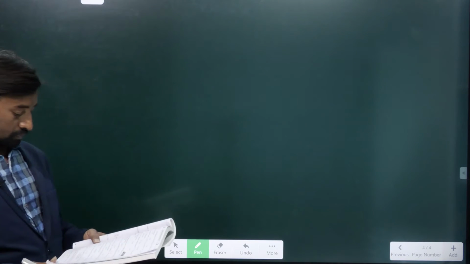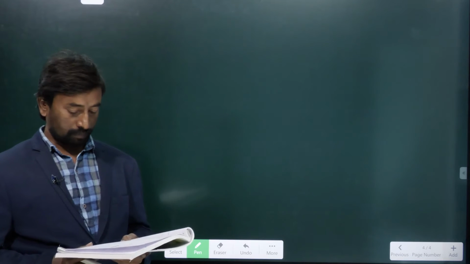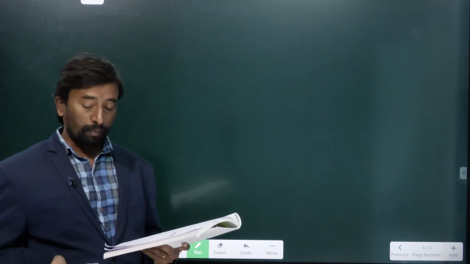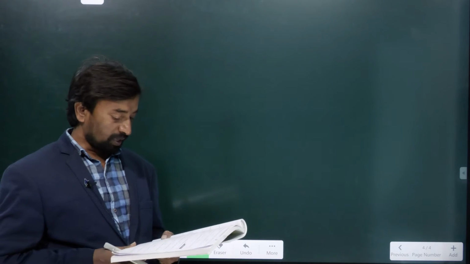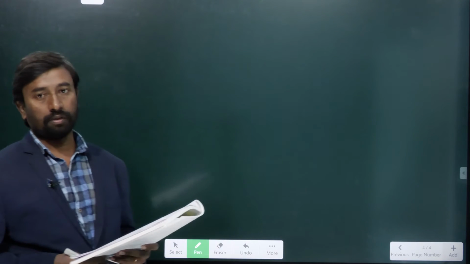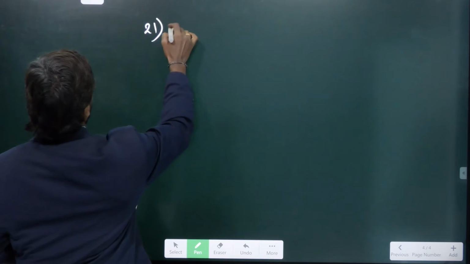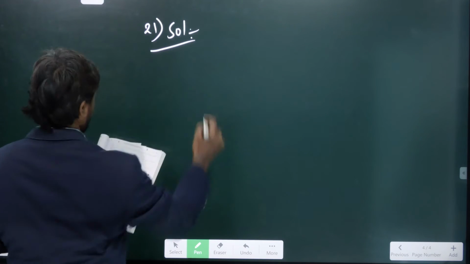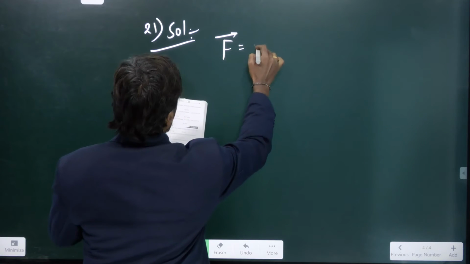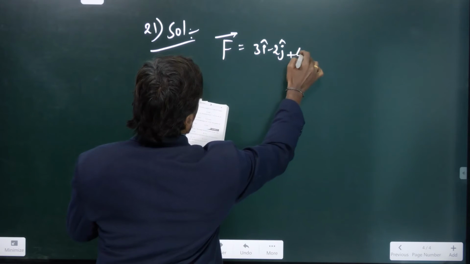Next question. A force F bar is equal to 3 i cap minus 2 j cap plus 4 k cap displaces a body from a point A (8, minus 2, minus 3) to the point B (minus 2, 0, 6). The work done is in dash units. So they have given the force vector, the 21st one. The force vector is F bar equal to 3 i cap minus 2 j cap plus 4 k cap.